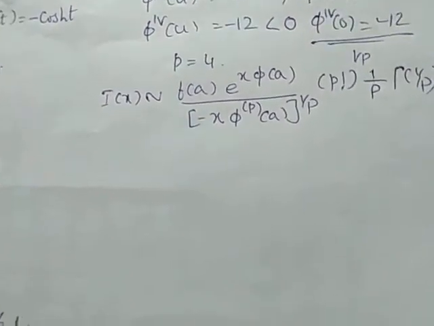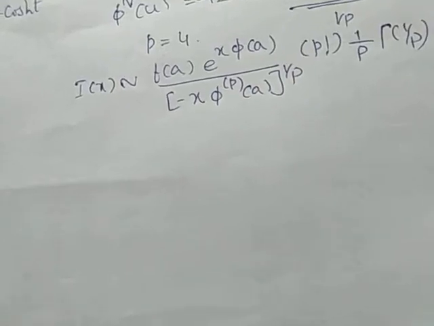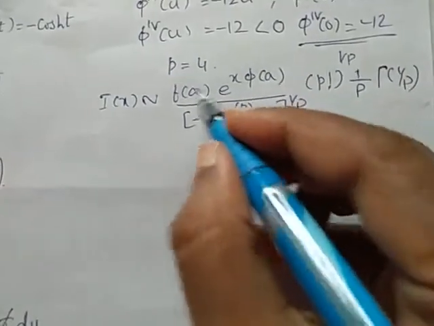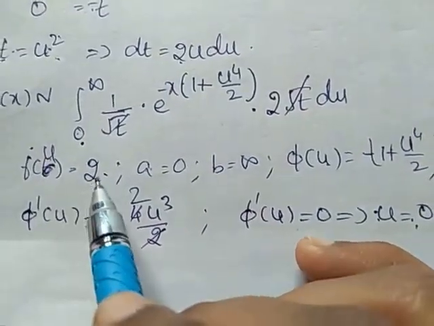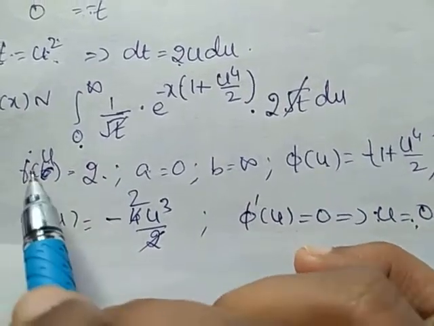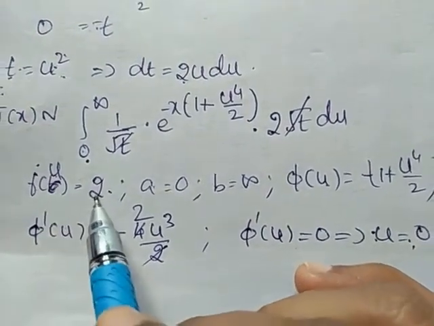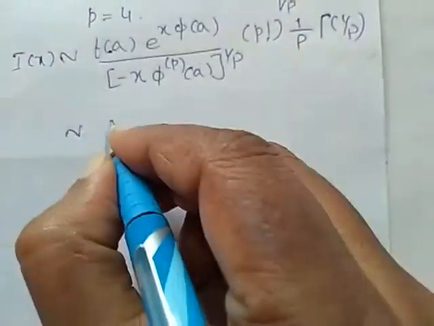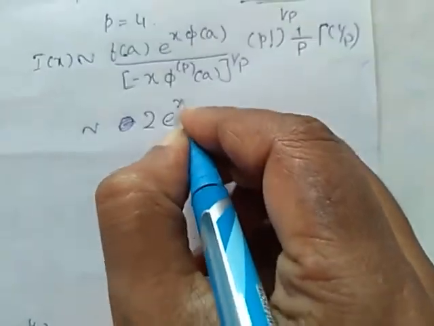If we substitute the values of a and p, we will get the solution. What is f of a? Sorry, f of a is 2. Substitute a equal to 0. We will get f of 0 as 2 itself. Therefore, it is asymptotic to 2 e power x phi of a.